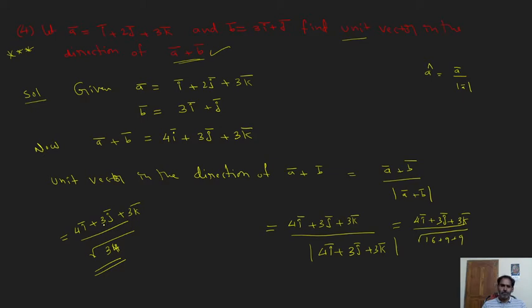Okay. Find out first: given A bar, given B bar, find A bar plus B bar. After that, the unit vector in the direction of A bar plus B bar. In the direction means write plus. In the opposite direction, if they ask, minus. In the next problem, the unit vector in the opposite direction is required.